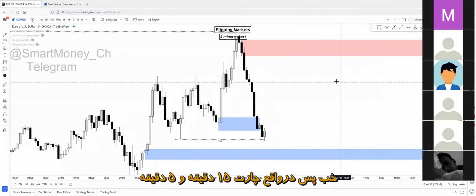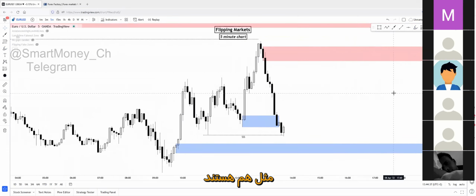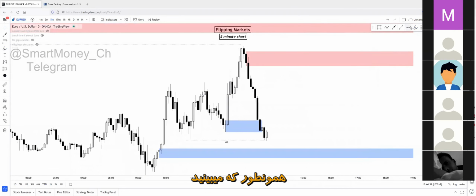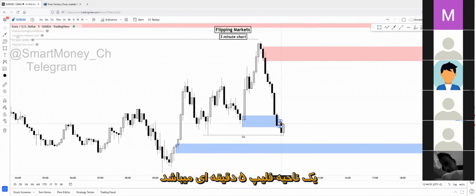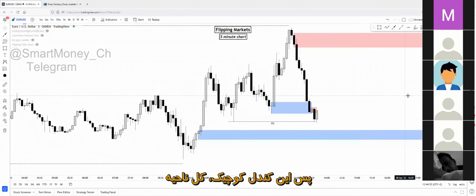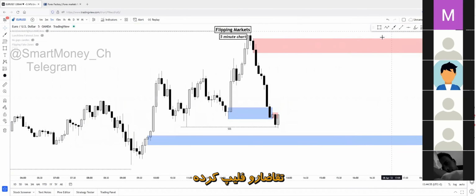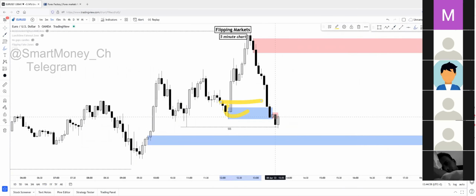Okay, so the 15-minute and the 5-minute is basically the same. As you can see, here was a reversal after the break of this zone. Price reversed right here at this region. And as you can see, this zone was the flip zone on the 5-minute chart. So this small little candle has flipped the overall demand zone right here at this region.